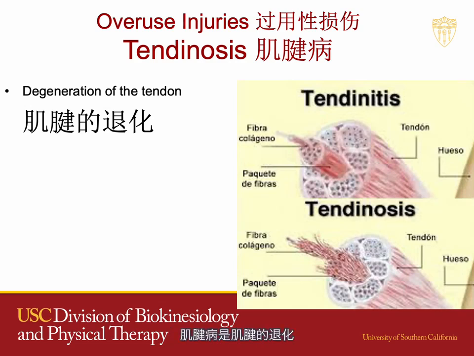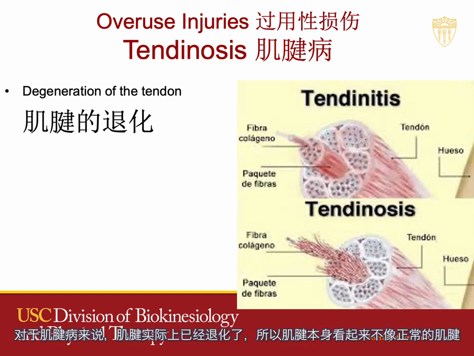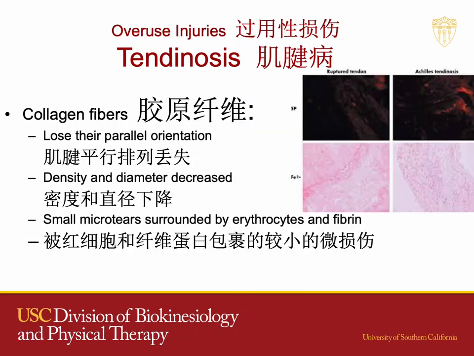Tendinosis is a degeneration of the tendon. So you can see in the picture here, with tendinitis, the fibers themselves are normal looking, okay? They still have that nice elongation that we like. They are inflamed and irritable, but the tendon itself is normal. With tendinosis, you'll see that the tendon actually degenerates. So the tendon itself does not look like what we would consider a normal tendon.